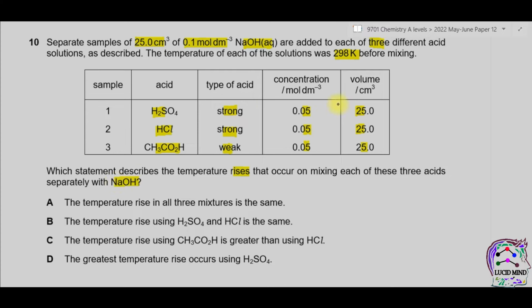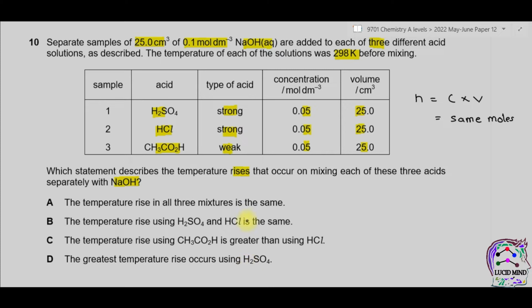Now, as concentration and volume are the same, according to the formula, number of moles is equal to concentration into volume in decimeter cube. The number of moles of all these 3 will be the same. So let's just consider 1 mole of each. Now the same volume of sodium hydroxide is added to each one. Option A says the temperature rise in all 3 mixtures is the same. Option B, the temperature rise using sulfuric acid and HCl is the same. The temperature rise using ethanoic acid is greater than using HCl, or the greatest temperature rise occurs using H2SO4.